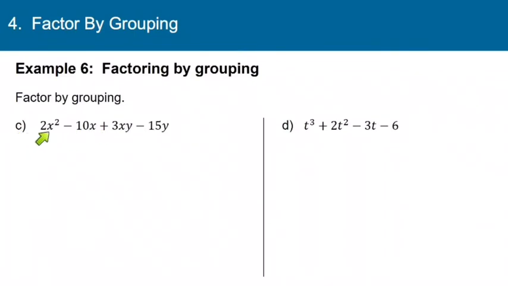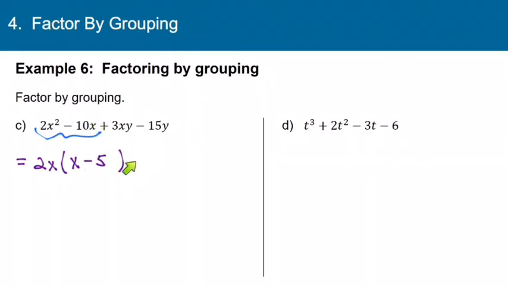So here in part C we have 2x squared minus 10x plus 3xy minus 15y. So clearly we have 4 terms, and there's not a GCF that works for all 4 terms, so we do need to try the grouping method. If I look at the first 2 terms, then I see that my GCF is going to be 2x. And now let's get the binomial that goes with that. So 2x times x gives us 2x squared, and then we need a minus. 2x times 5 would give us 10x.